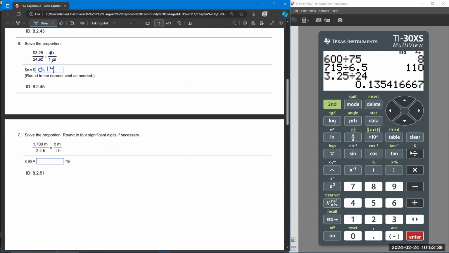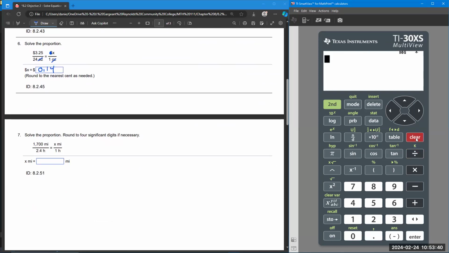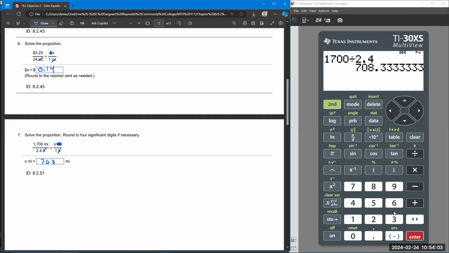I have one more problem here. Again, don't write the unit with the variable here. The hours will cancel. You'll be left with miles in your answer. And this is 1700 divided by 2.4. And we want 4 significant digits, so 708.3.